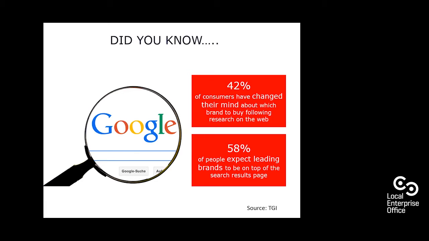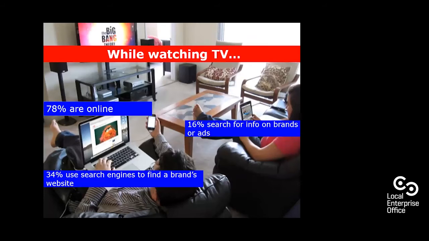So did you know that 42% of consumers have changed their mind about which brand to buy following research on the web? 58% of people expect leading brands to be on top of the search results page. And again, you can see the integration that's happening now between traditional channels and digital channels. While people are watching TV, nearly 80% of people are online. 34% use search engines to find the brand's website. So in other words, they might even be served with an ad during the break in their favorite TV program, and they'll go and actually look at that particular brand or business's website as a result of that.